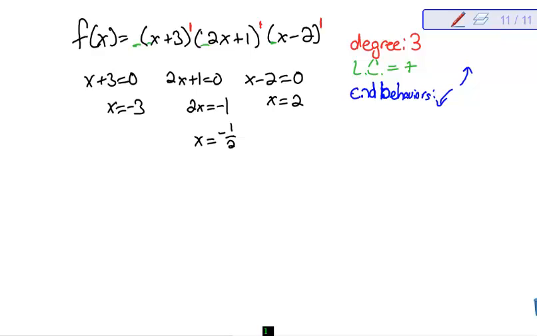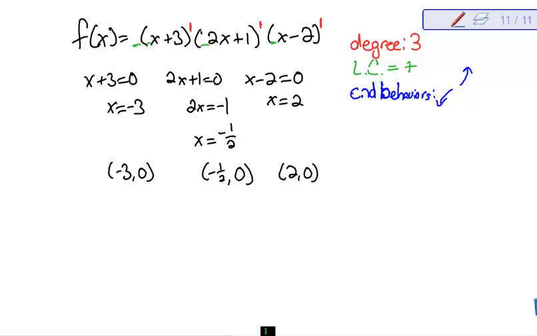So I have 3 points here. I have negative 3, 0, I have negative 1/2, 0, and I have 2, 0. And I know that they are negative 3, 0 because I plugged in 0 for my y here. I set it equal to 0, so my y is 0. So that's how I know that the point is negative 3, 0. Okay?